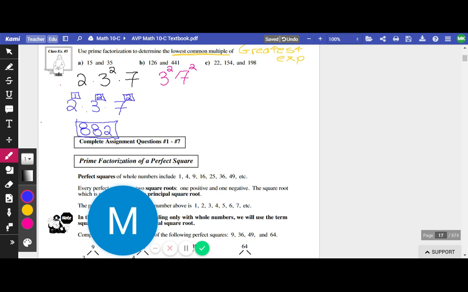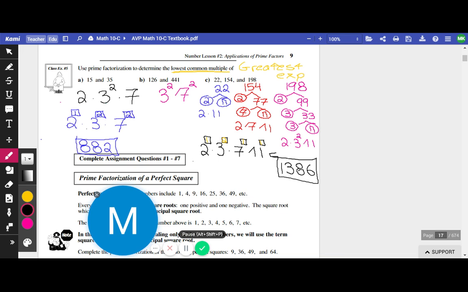Okay, so just remember, you take it, you break it down using a tree. You write it out as a product of primes. That's what this is. Then you use the highest exponent, or the greatest exponent, because you're looking for LCM. You can try the last one. This is our last example. So 22, 154, and 198. Go ahead and give it a shot. I'll give you lots of time.